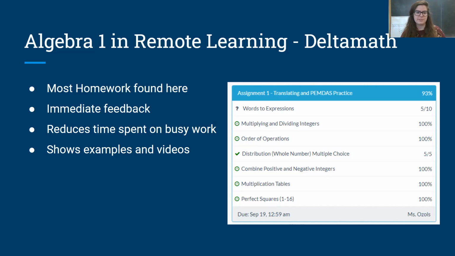I think it really reduces time spent on busy work, because as soon as you get the amount correct that you need to, then you can move on. If students are struggling with one section, Delta Math will give them more problems and more examples until they can get those correct. And of course, I am here to help with Delta Math, right? It's not a replacement, it is just an addition to me.